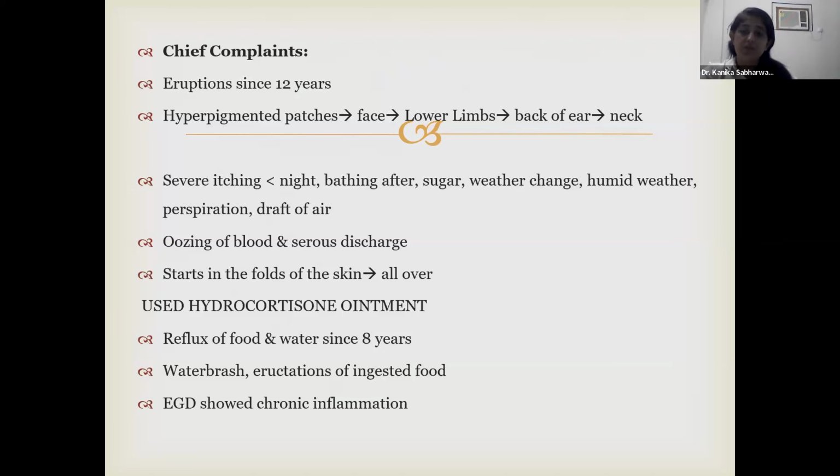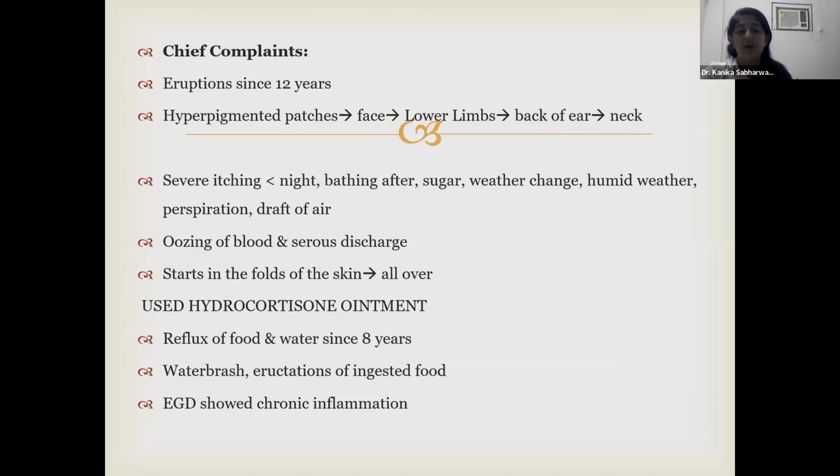Occasionally, it is accompanied by oozing of blood and a serous discharge. It starts in the folds of her skin and then spreads all over. History of applying hydrocortisone ointment on multiple occasions over these years because that's what provides relief.